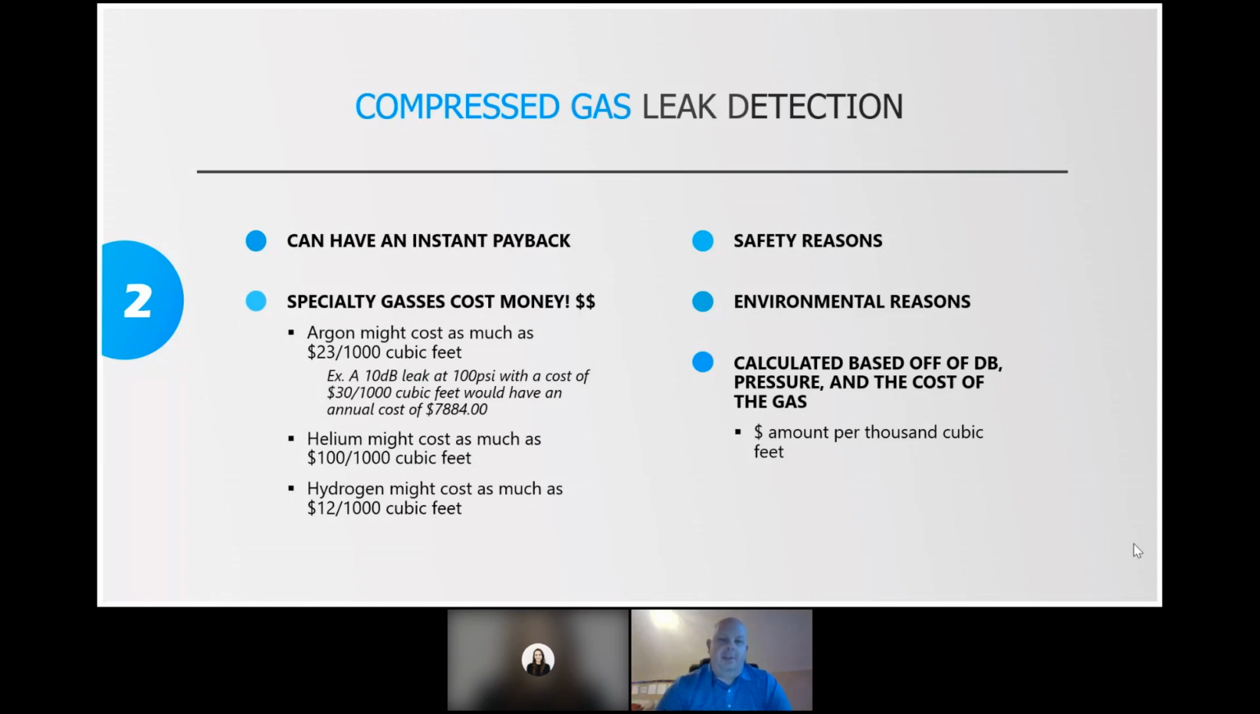So if you're in facilities where you're using some of these specialty gases, one leak could more than pay for the cost of an ultrasonic tool that would be used to go find those leaks. And then, like I mentioned, a lot of times with these specialty gases, we have safety reasons, we have environmental reasons why we need to look for leaks. But just like with compressed air, it's going to be based off of the decibel level, the pressure, but then again, the cost of that gas. So a dollar amount per 1,000 cubic feet.